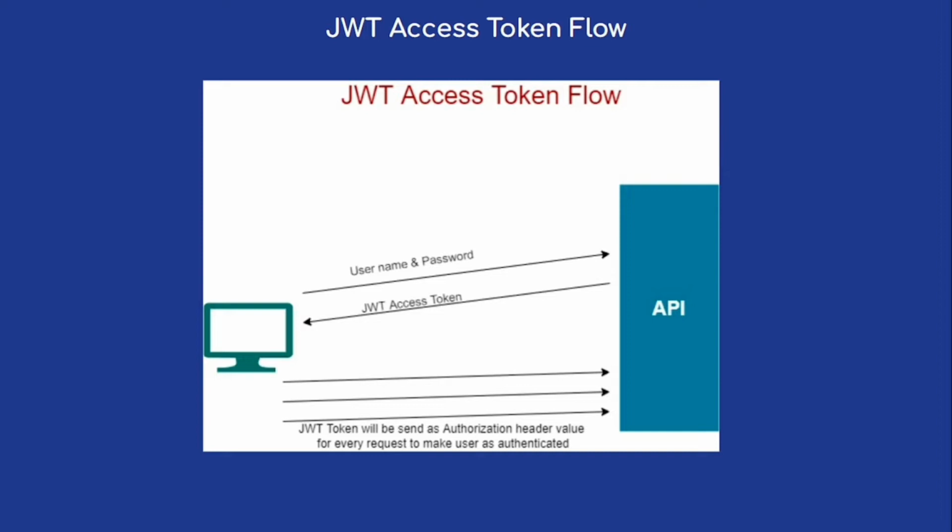So that's why on every request after successful login, the client application, either Angular, React, or Vue.js JavaScript applications, can send the JWT token as a header value. That is how the JWT token will be used for authentication. Now let's create a .NET 6 Web API application and try to implement a small sample.